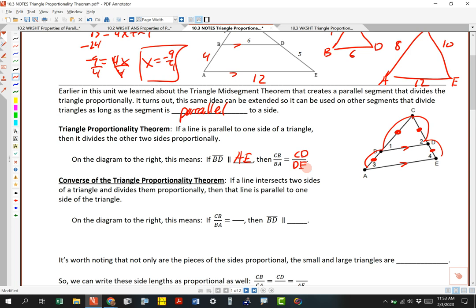And its converse would be this. If a line intersects two sides of a triangle and divides them proportionally, then it's parallel to that other side, the third side of the triangle. So on the diagram to the right, this is what it would mean. It would mean if those end up being proportional, so it's the same proportion that we wrote here, CB to BA, this piece up here to this little piece right here, if it's proportional to that piece right there, so CD to DE, then we know for a fact that BD is parallel to AE.